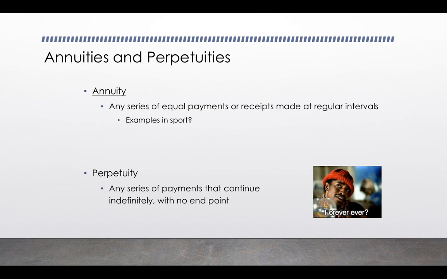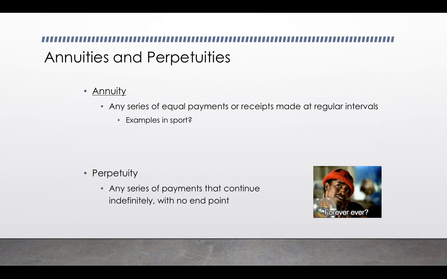So if it's a player contract, maybe it's a 5-year period of time. If it's a mortgage on a facility, probably more like 20 to 30 years of time. But the idea is there is a starting point and an ending point of an annuity. A perpetuity, on the other hand, is any series of payments that continue indefinitely with no endpoint. So, as you can imagine, annuities are much more common in the sport industry than perpetuities are.